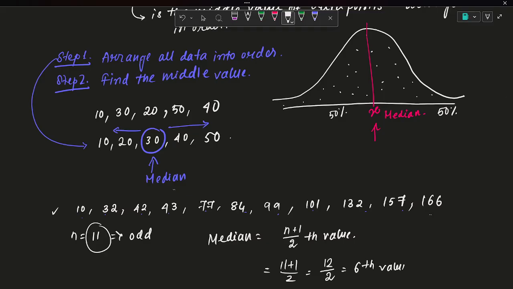Now count the sixth value. Which one is the sixth value? Starting from 1, 2, 3, 4, 5, 6. So this one will be your median. That's how you can calculate it. Now the basic problem you will face: I actually changed the value from 10 observations to 11 observations.